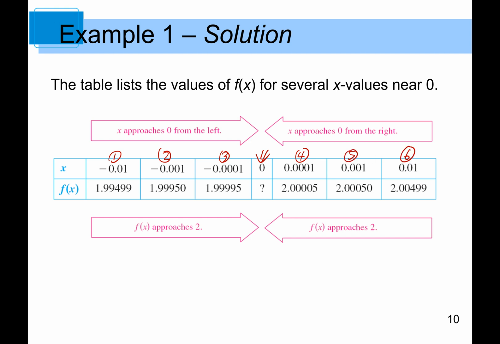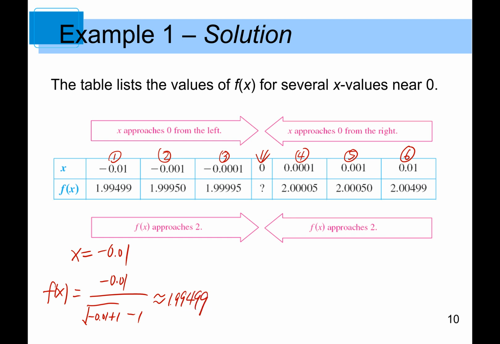As you can see, in order to find these values, for x equal to, let's say, negative 0.01, you just plug it into f of x. f of x is equal to x, which is negative 0.01, over the square root of negative 0.01 plus 1, minus 1. And the result of this becomes 1.99499. That's how you find the y values. All these values can be calculated in the same way.